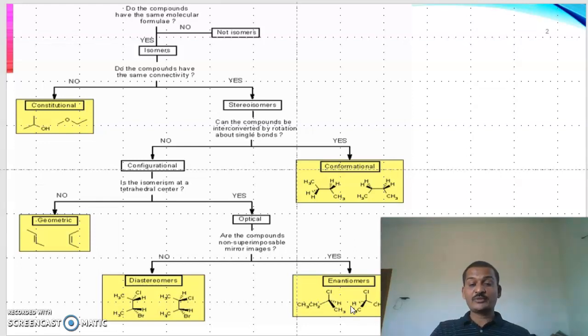And diastereomers are the isomers which are not mirror images. See, these two compounds have the same molecular formula, but they are not mirror images. So they are called diastereomers. So these are the different types of isomers in organic compounds.